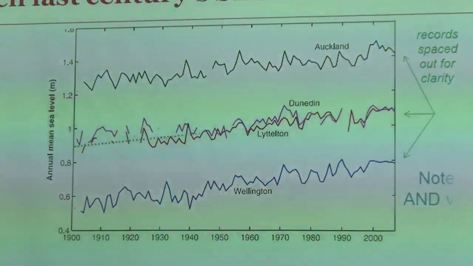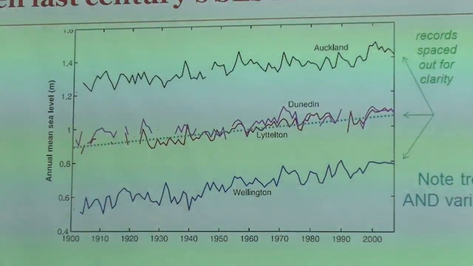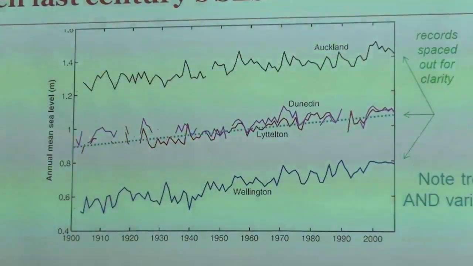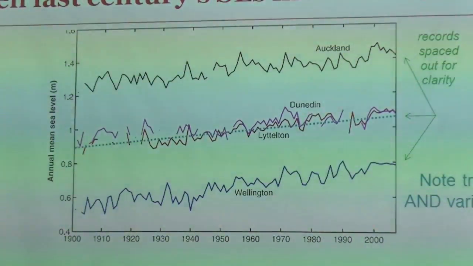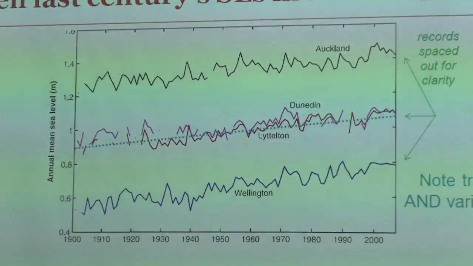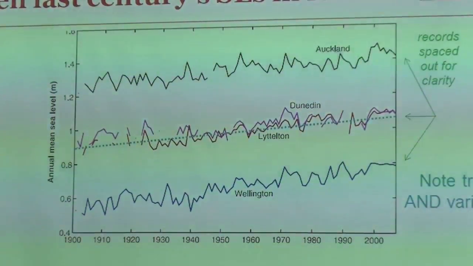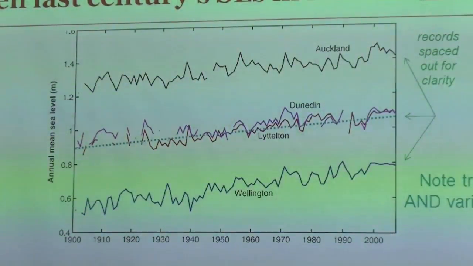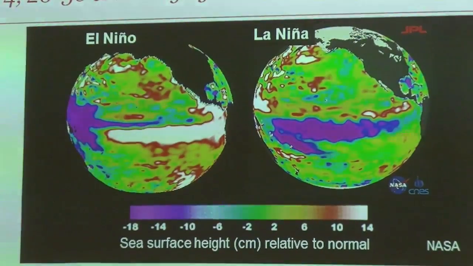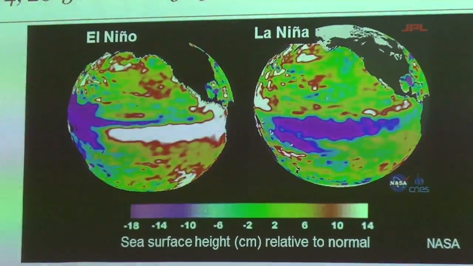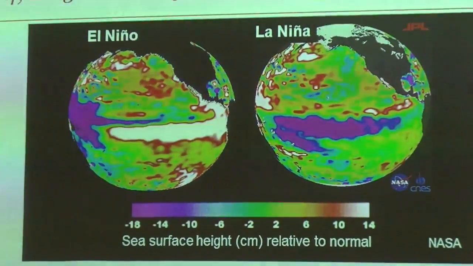What I would like you to note is the difference in the trend. So that's our smooth linear increase here, and the variation about that trend. So in any one year, you might find that our local sea level is quite far from the average trend. And we're going to look at the processes that cause that over time. One of the processes that causes that is ENSO, or El Nino Southern Oscillation cycles.